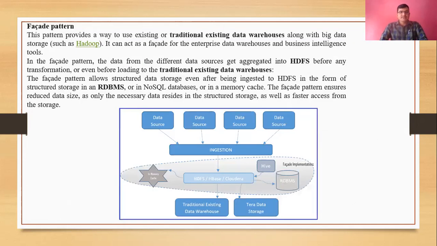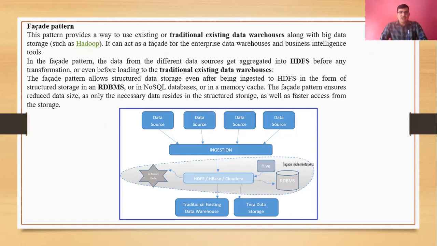These façade patterns provide a way to use traditional existing data warehouses along with big data storage such as Hadoop. It can act as a façade for the enterprise data warehouse and business intelligence tools. In the façade patterns, the data from the different data sources gets aggregated into HDFS before any transformation, or even before loading to the traditional existing data warehouse.